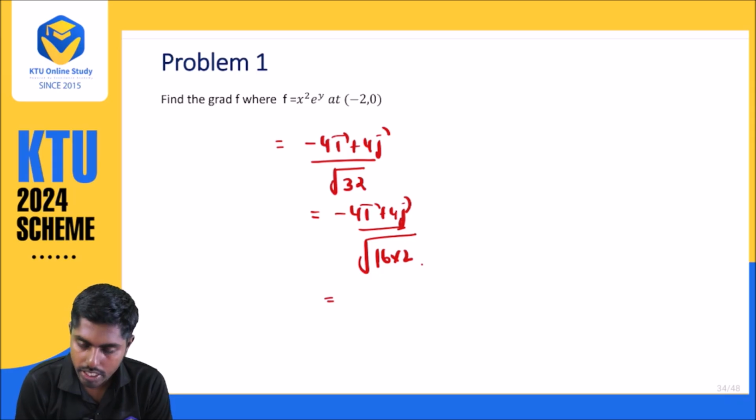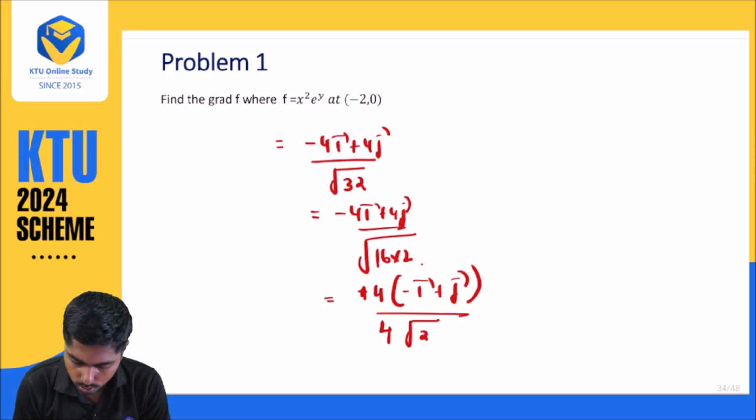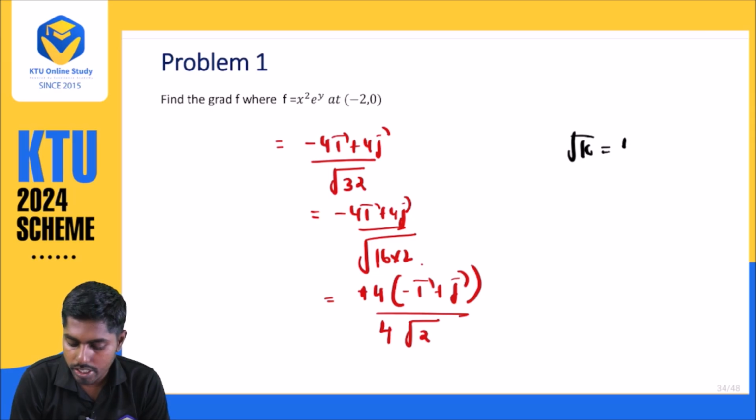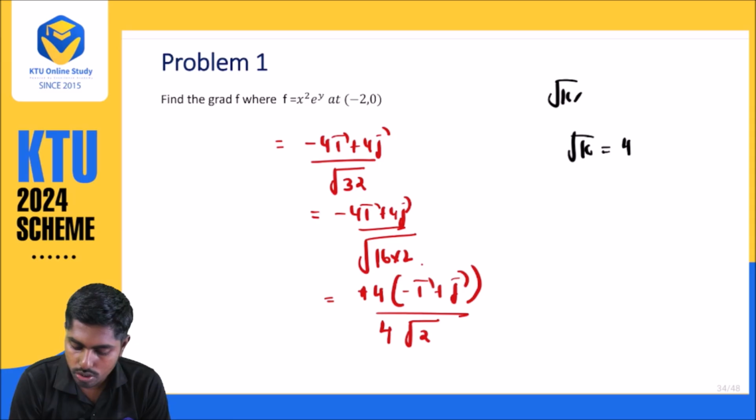So that is nothing but, taking 16 common outside, we will be getting minus 4. Here also I am taking 4 common outside, so I will be getting minus i vector plus j vector divided by 4 into root 2. So that is 16 root 2, when it is coming, it is 4.